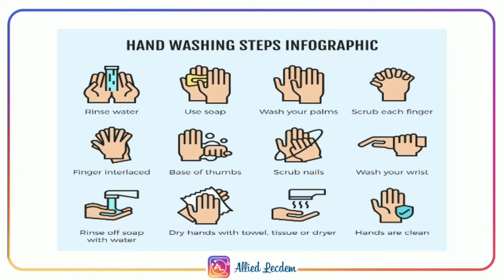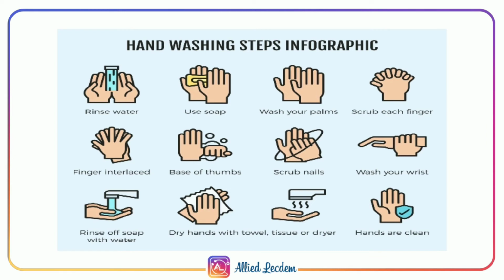First, rinse our hands using water and use soap, and then wash your palms. Scrub each finger, fingers interlaced, base of the thumbs, and scrub nails. Wash your wrist, and after that rinse off soap with water and dry our hands using a towel, tissue or dryer. Now our hands are clean. It is the most important method in standard precautions.